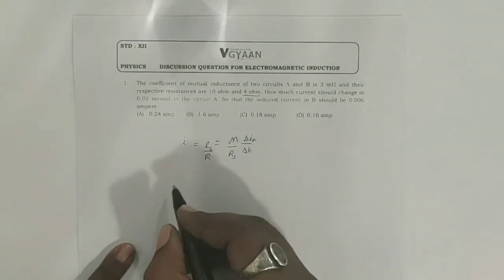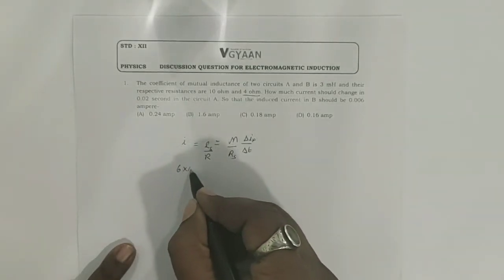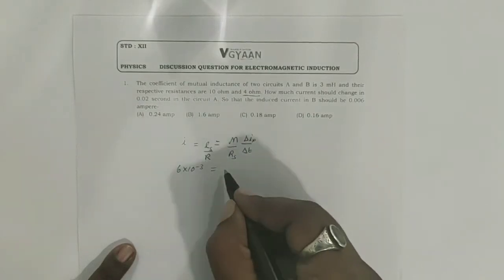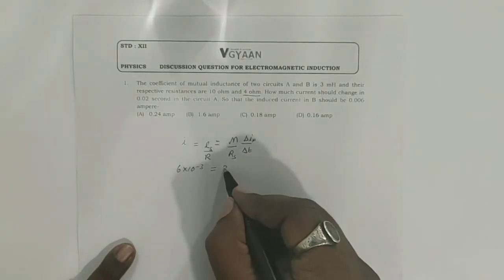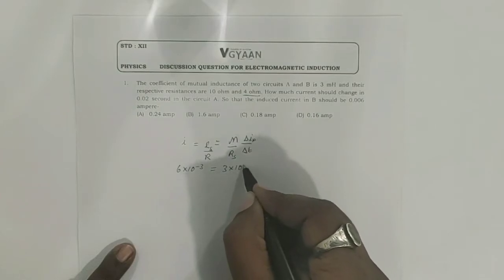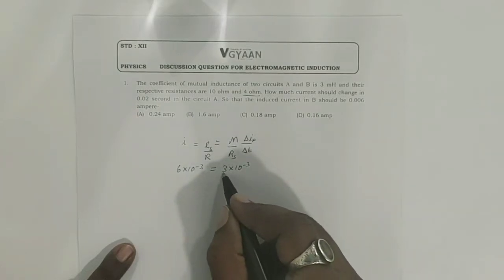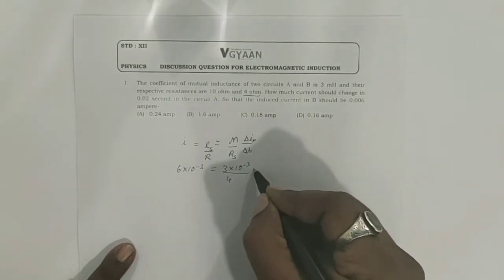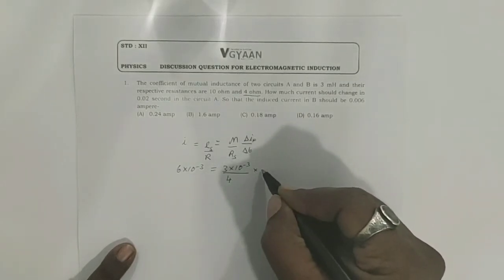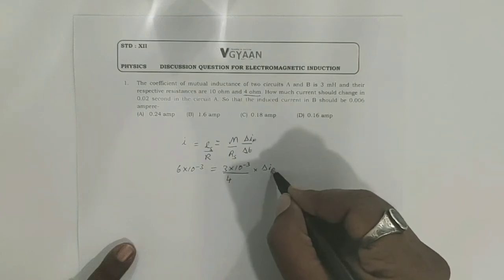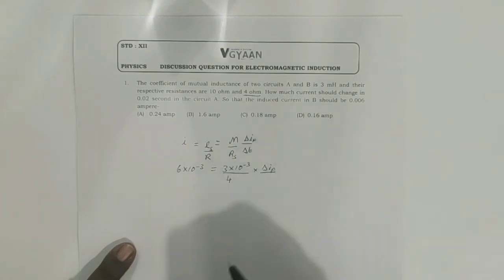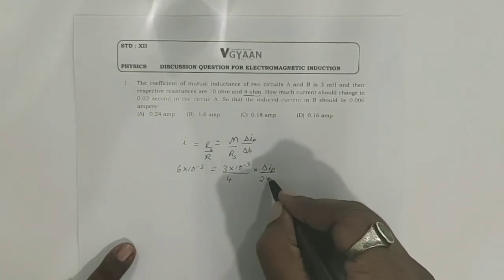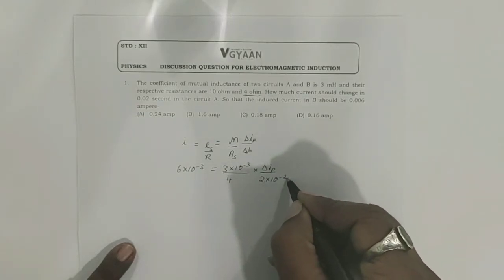Current in the secondary coil is given as 6 into 10 raised to minus 3, which is equal to coefficient of mutual inductance, 3 into 10 raised to minus 3 because it's millihenry, divided by resistance of the secondary coil, given as 4 ohm, into delta IP, which is what we want to find out, divided by the time interval which is given as 0.02 second, that comes to 2 into 10 raised to minus 2.